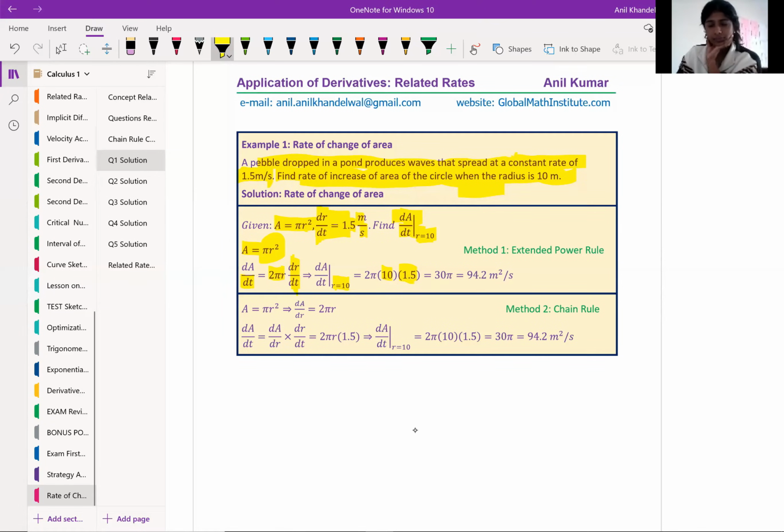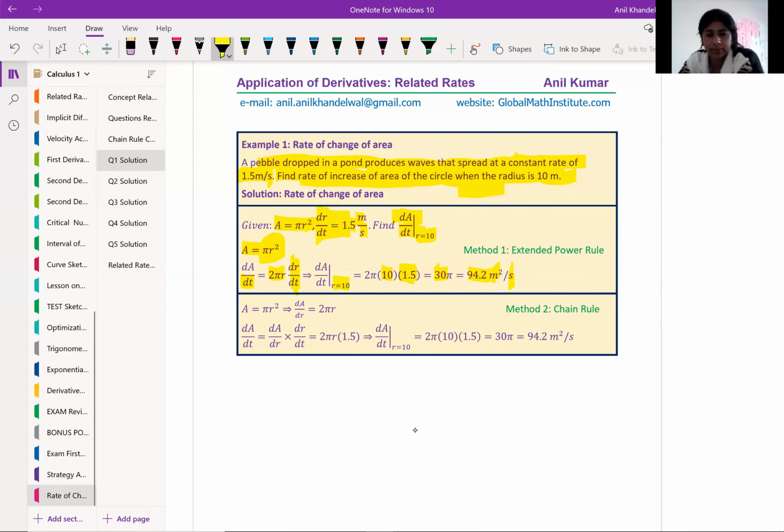So I substitute this particular value here, calculated my answer as 30π, which is the exact value, and to three significant figures, 94.2 meters squared per second. Okay? Units are important. Area on the top, meter square, time, seconds. Got it? Okay. Now, we could have done it the other way, which is applying the chain rule.